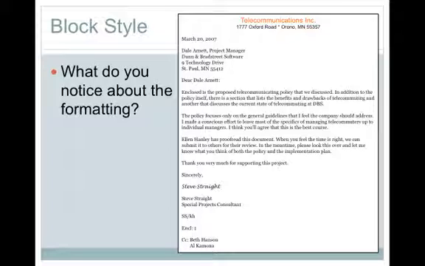The block style format is most commonly used. It aligns everything except the letterhead or header along the left margin. The paragraphs are single-spaced, not indented, and have one space between each paragraph. This formatting looks sleek and businesslike. It also conveys a sense of order and symmetry.